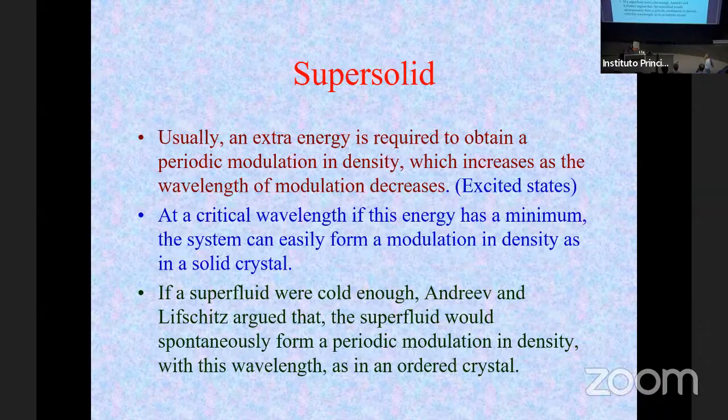So at some critical wavelength, you see as the wavelength of the modulation decreases, you need more energy. So some energy is needed. So Henri and Lipschitz argued that if the temperature was cold enough, this energy in some system could be typically zero. And then the system will spontaneously form a periodic modulation in density at this wavelength. So that is the idea.